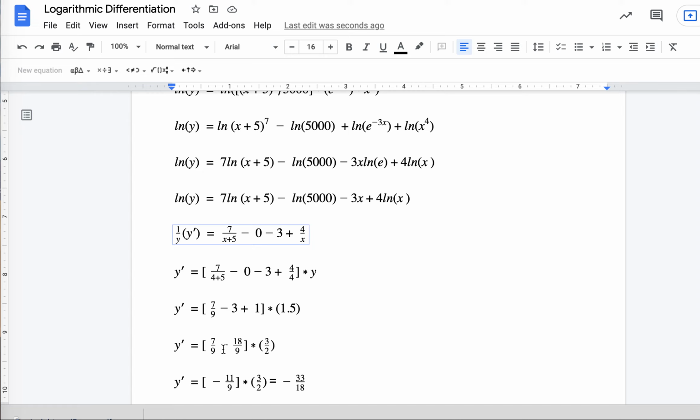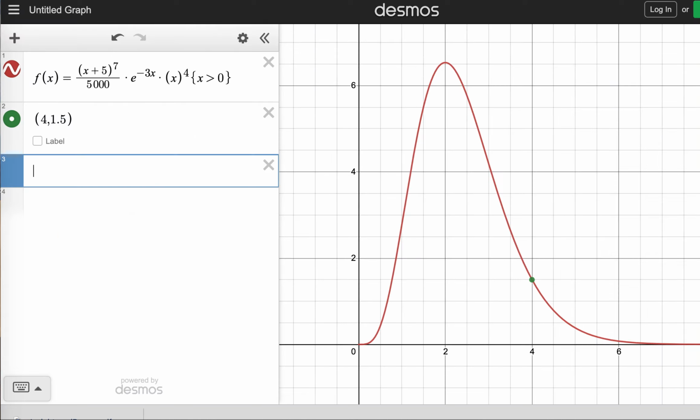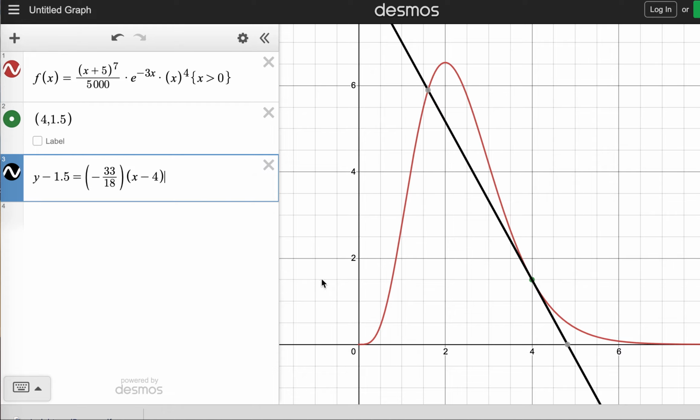I just convert this into fractions because I don't need no stinking calculator to do this. I get negative 11/9 times 3 halves gives me negative 33/18. That is the slope of my tangent line. Slope of my tangent line is negative 33/18. If I go back to this graph and type that all in quickly, there it is, and there's my tangent line coming in with that slope of negative 33/18. What a savings in time. What a great invention. Good luck, everybody.